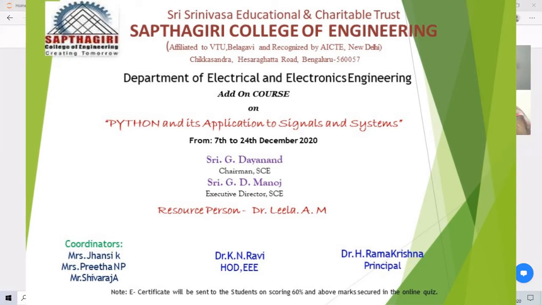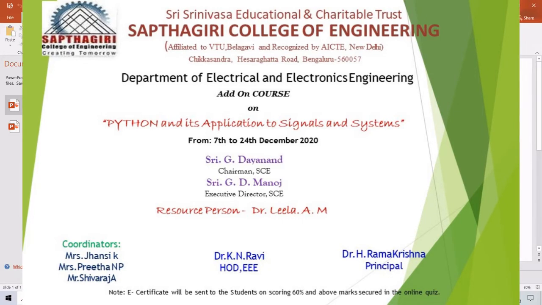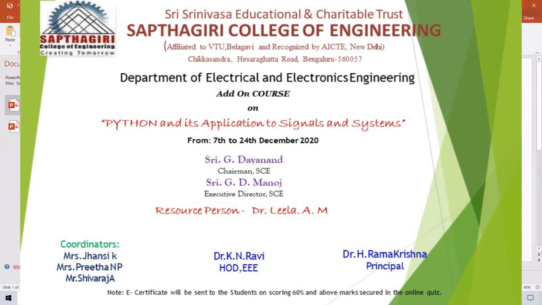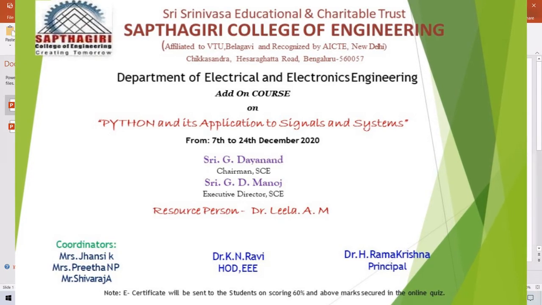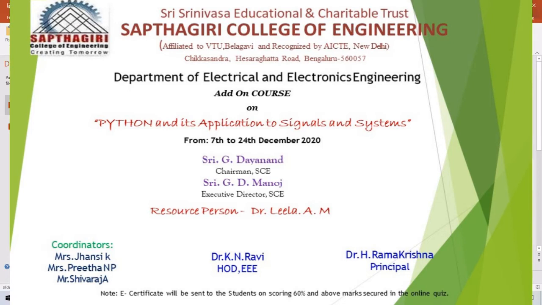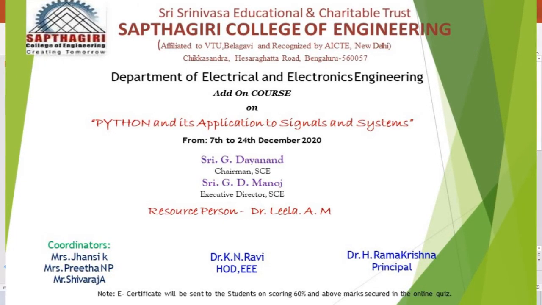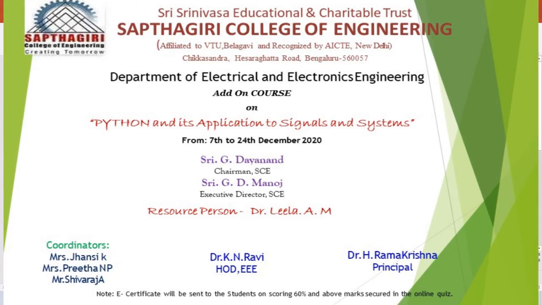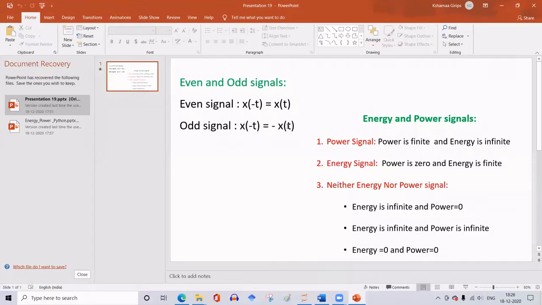Good evening, friends. Today we are going to learn how to find the even and odd components of a signal, and also one more property of the signal, that is energy and power signals. A signal is said to be even if x of minus t is equal to x of t, and it is odd if x of minus t is equal to minus x of t.